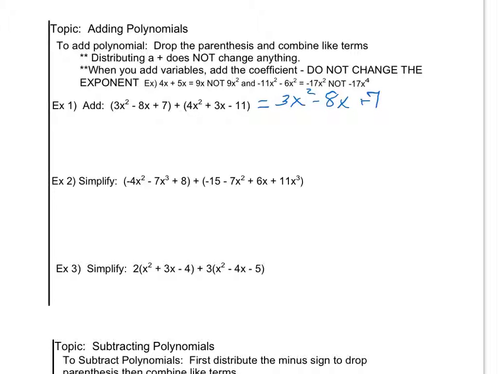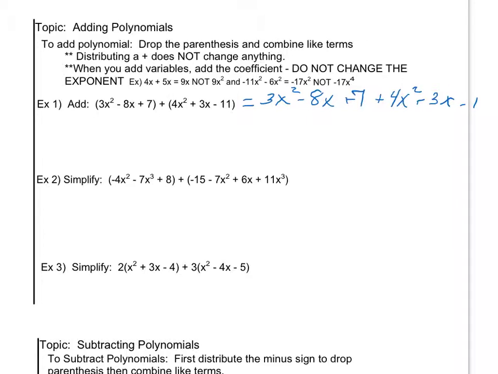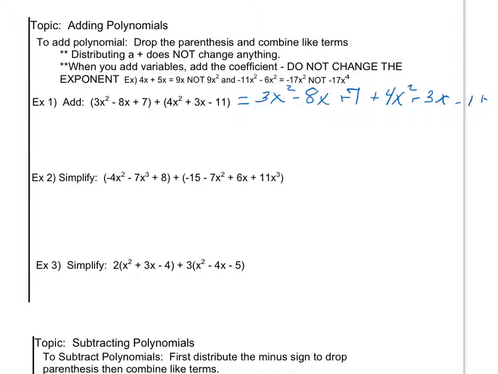When I look at my second set of parentheses, I have a plus sign I could distribute in, but positive times 4x squared is still a positive 4x squared. Positive times 3x is still a positive 3x. And positive times a negative 11 is still a negative 11. So then from here, the only thing left to do is combine like terms.